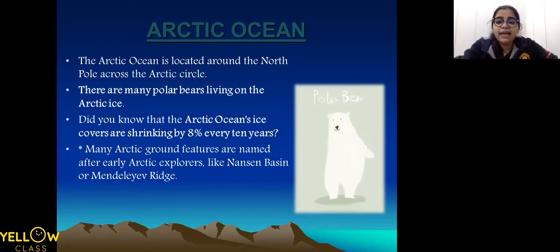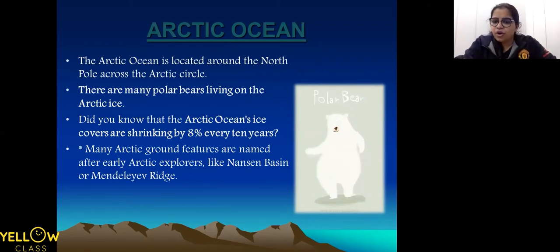This is mainly all about the Arctic, because the Arctic is completely covered with ice. So there are all icy features associated with it. There are a lot of Arctic ground features that are named after Arctic explorers. Arctic explorers means people who have been to that area and seen it. It's called the Nansen Basin. Yes, that's one such example.